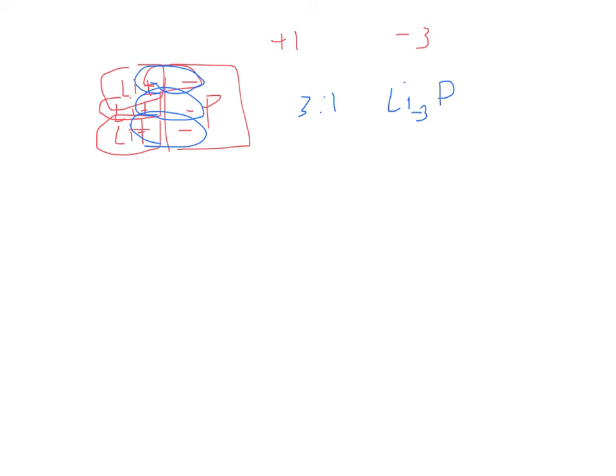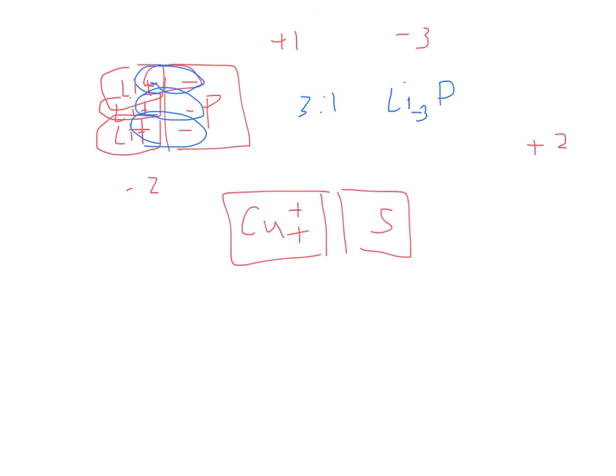What would be the chemical formula for copper 2 and sulfur? Remember, copper 2 is telling me that this picks up a +2, sulfur a -2. So this one, copper has 2 electrons to lose. Sulfur has 2 electrons to gain. In this case, a 1-to-1 ratio is just perfect, and this is CuS.